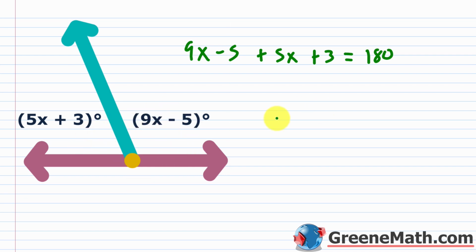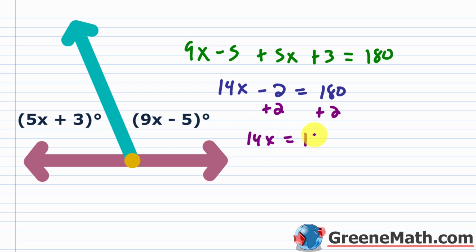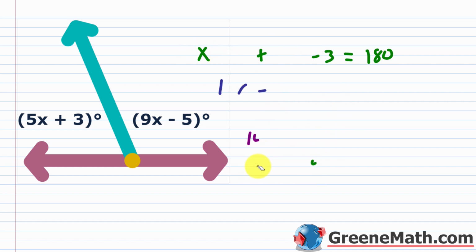And so what we do here is we just solve. 9x plus 5x is going to be 14x. Negative 5 plus 3 is, of course, negative 2. So this equals 180. Let's go ahead and add 2 to both sides of the equation. We get 14x is equal to 182. We can divide both sides by 14 and find that x is equal to 13. So x is 13.